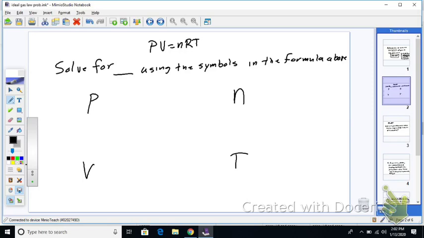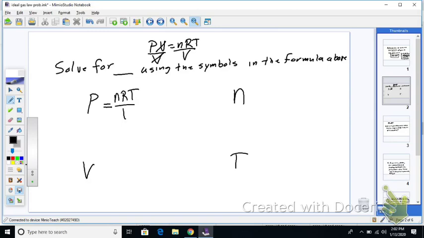What you're going to do, I'll do the first one for you, is you're going to say pressure is equal to what? We're going to get pressure by itself, so we've got to divide volume out. When we do that, P is equal to nRT over V. And that would be my setup.